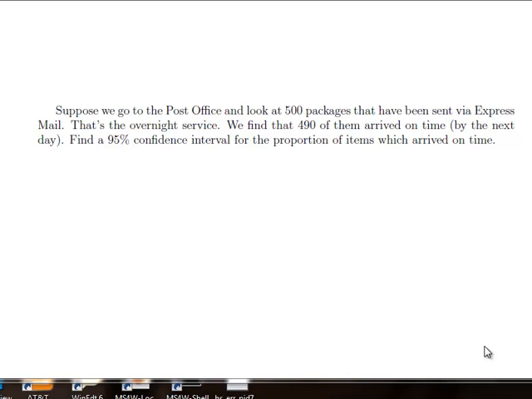So we go to the post office and we look at 500 packages that are sent by express mail, and that's the one that is supposed to arrive overnight. So we find of those 500 packages that 490 of them arrived on time by the next day. Find a 95% confidence interval for the proportion of items which arrived on time.